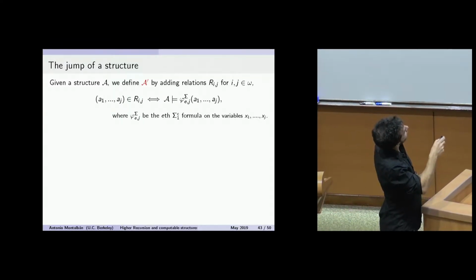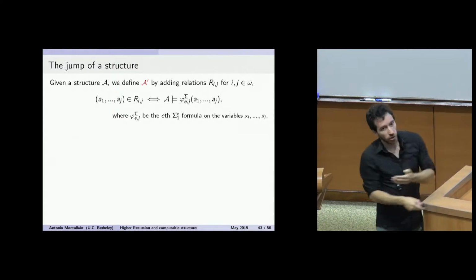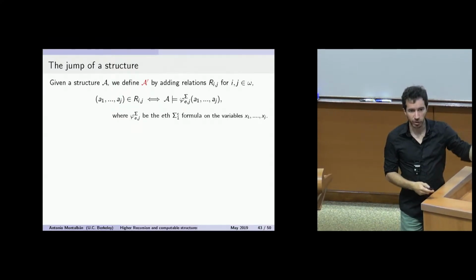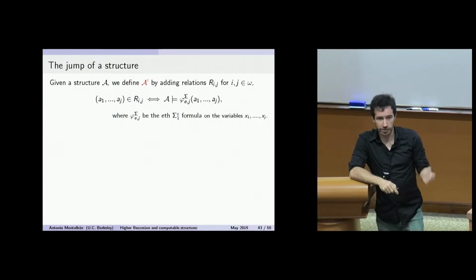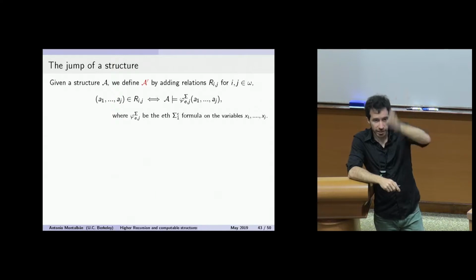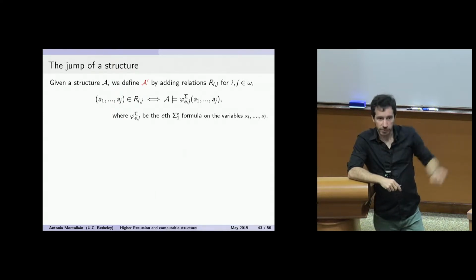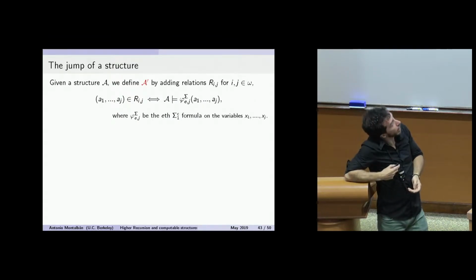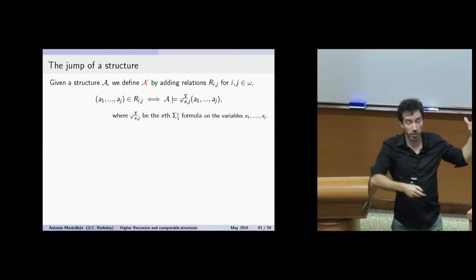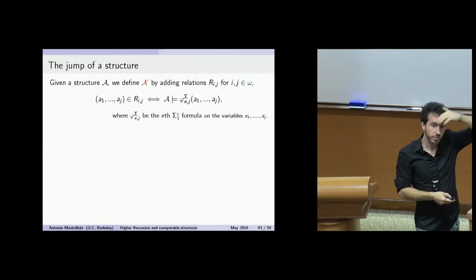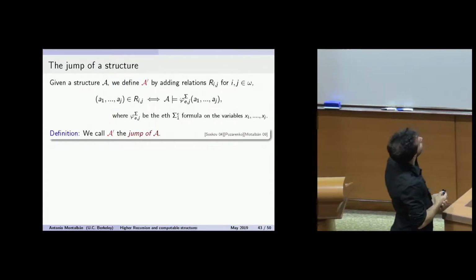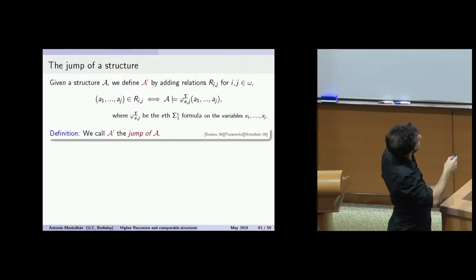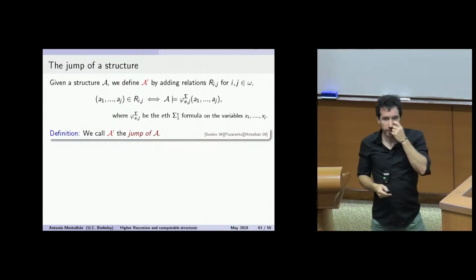So you add to A all these relations and encode all computably infinitary sigma 1 formulas the same way as when you define the halting set, where you can put all the CE sets in columns and encode all the existential sets of natural numbers. Now, instead of sets of natural numbers, you look at sigma 1 definable relations in your structure, computably infinitary, and you just add them all. All right? So we call this A prime, the jump of A.